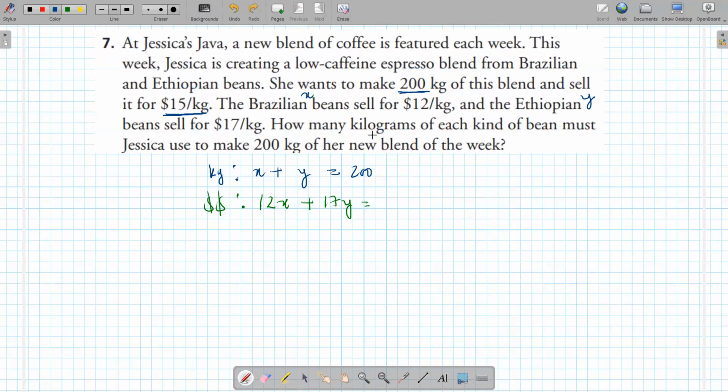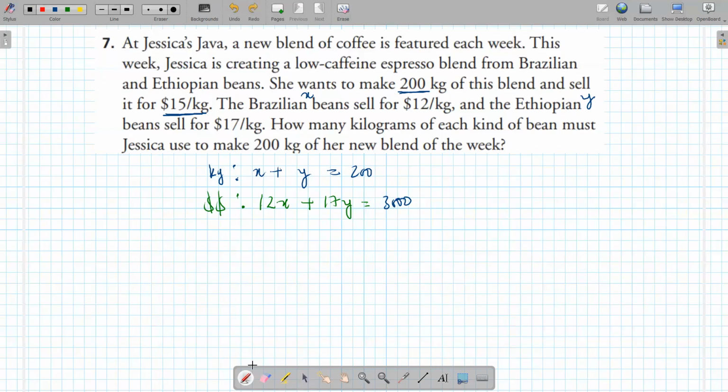Just think about the numbers. You can look at it that way as well, which is not the best way to look at it, but in the money equation, we have $12 times some kilograms. We have $17 times some kilograms. In that same vein, on the right side of this equation, you need to have some dollars, which is going to be $15 times some kilograms. 15 times 200 is 3,000. And this right here is tricky. This is going to be an A+ question. Getting this part is important. Everything else is kind of obvious, but that part there is not.